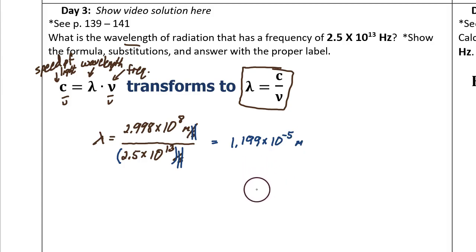Now let's think about the rounding. The number in the numerator of the division has 1, 2, 3, 4 significant figures. But the number in the denominator has only 2 significant figures, and that limits our answer to 2 significant figures. So we want to round this off to 1.2 times 10 to the negative 5th power meters.